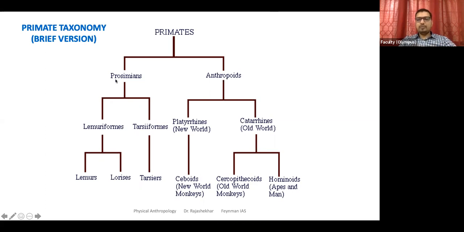Pro means what? Primitive. Like prokaryotes, pro means primitive. Simian means monkey. So prosimians refers to primitive monkeys.